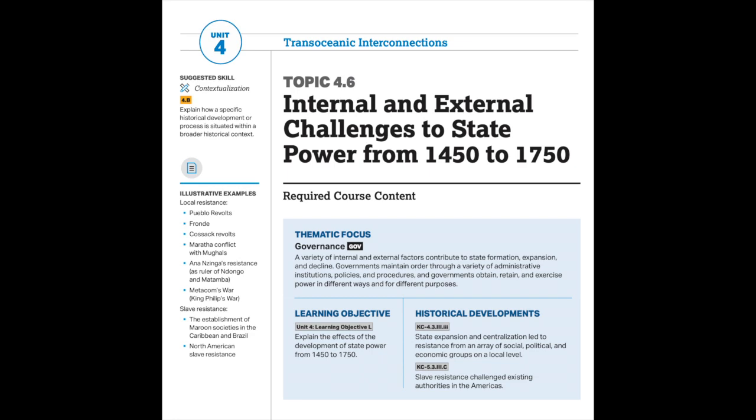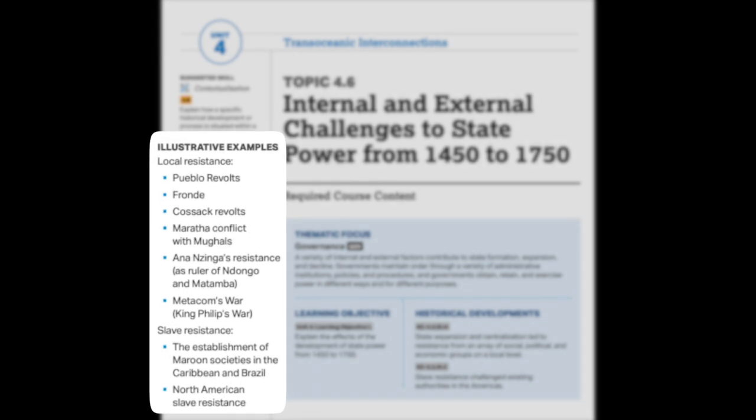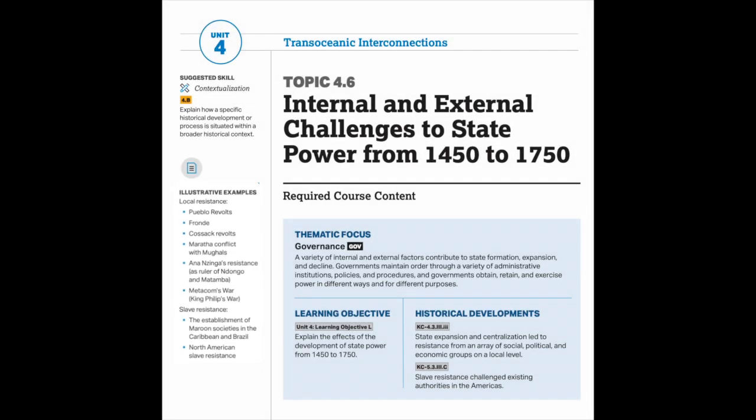A couple of examples, and these are in the illustrative examples on the page of topic 4.6. One is the Marathas. The Marathas are relevant to the Mughal Empire. Another one is Maroon Societies, and that was actually in the positive connection I gave you. Maroon Societies are relevant to the Spanish and Portuguese empires. And then another one was the Cossacks, and this is relevant to the Russian Empire. That was in your reading from AMSCO, but I didn't talk about that in my videos.